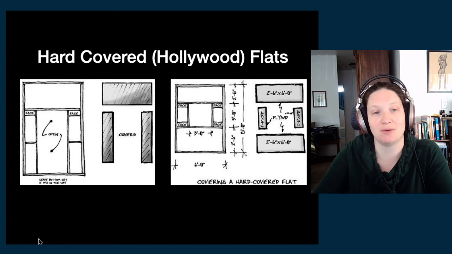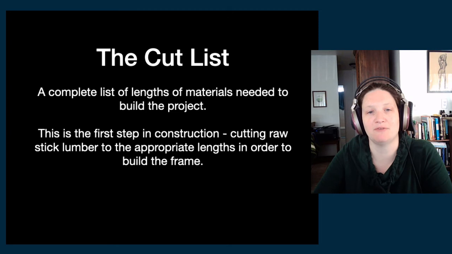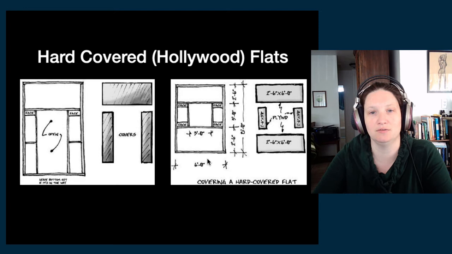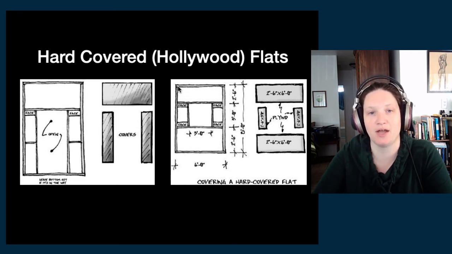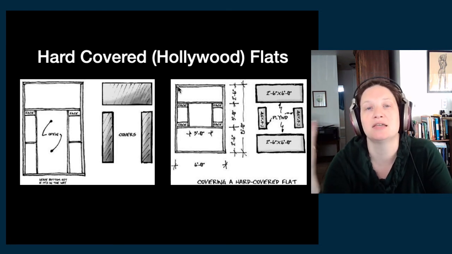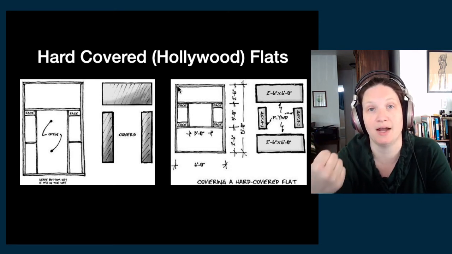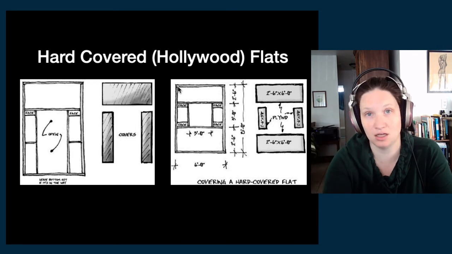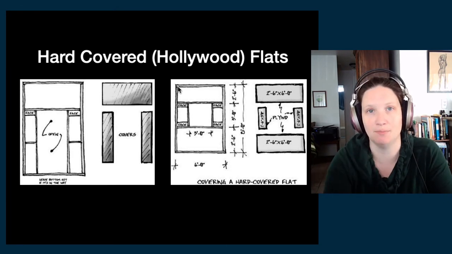Okay, so now let's talk about the cut list. The cut list is a complete list of lengths of material needed to build the project, right? So if you're handed this drawing, the first thing you're going to do when you go build it is think, okay, my rails, my stiles, my toggles, my other framing pieces, how many of each length do I need of each material, so that I can go cut all of those pieces first. And then once I've cut them all and I have a stack of wood, I'll come in and actually lay out the frame and assemble it, okay?